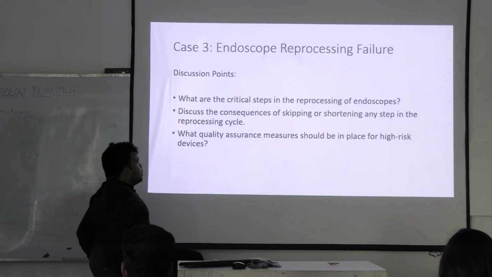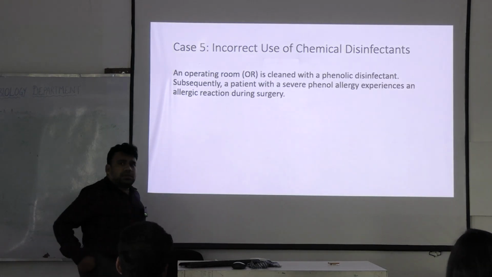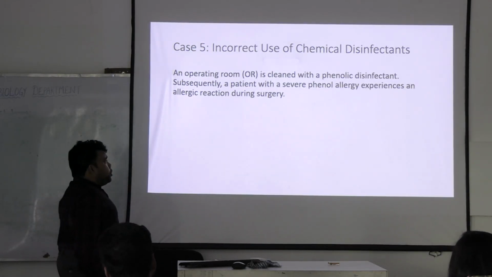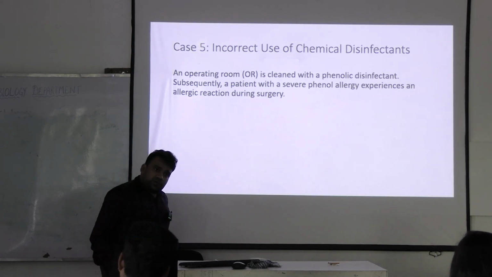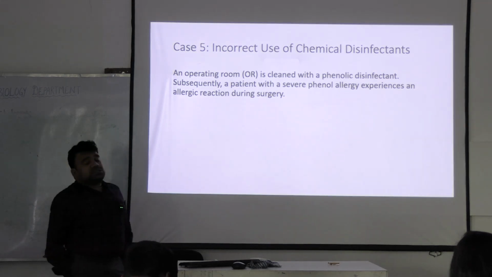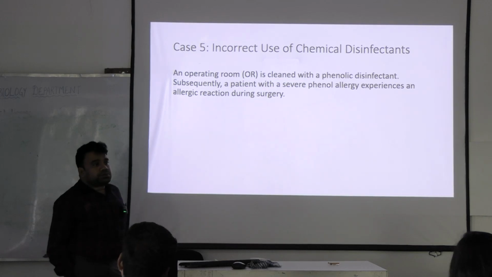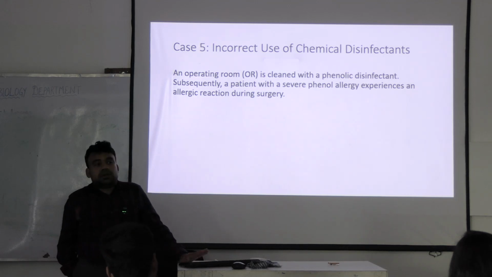So to understand that, you need to understand the critical steps of endoscope processing. Similarly, let us take another example. Over here, an operating room is cleaned with phenolic disinfectant. The procedure is done well, but after that, a patient had a severe phenol allergy after the operative procedure. That means the process of disinfection was done, but it was still not conducive for the human operative process.